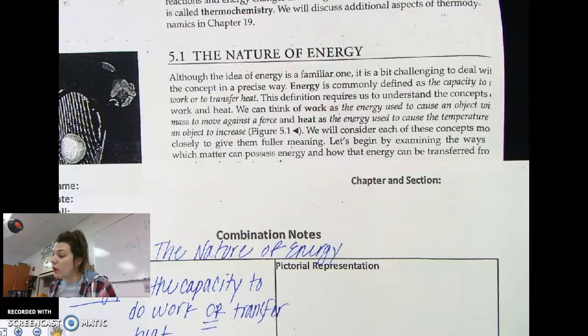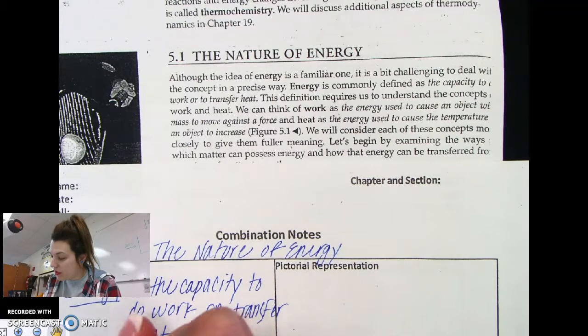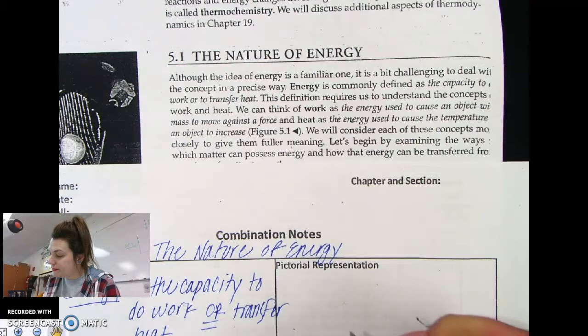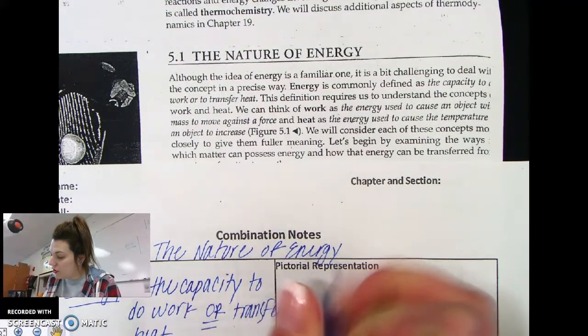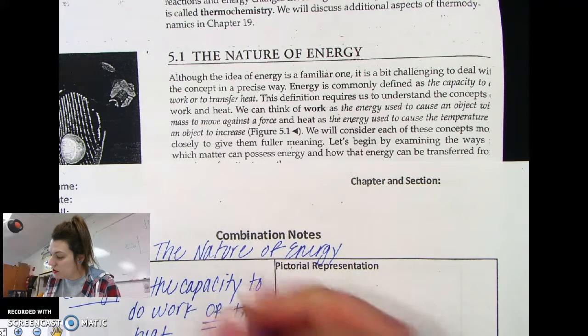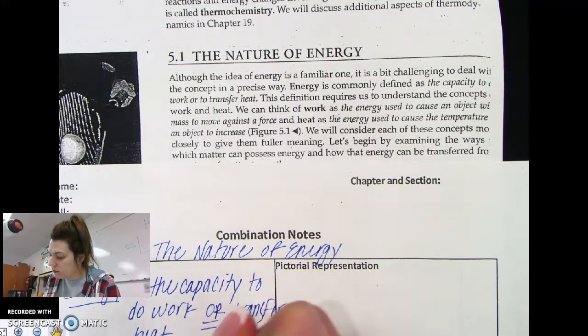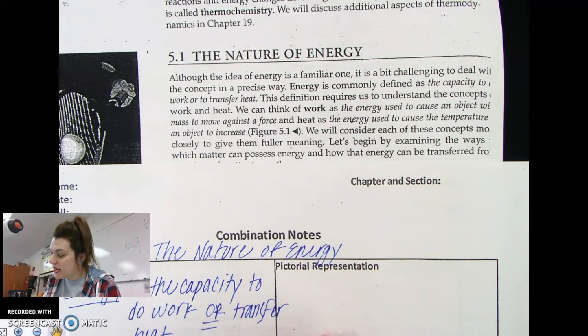So then it tells me about work. It says work is the energy used to cause an object with mass to move against a force. Okay, so it tells me specifically what work is. So work is equal to energy used to move an object that has mass.